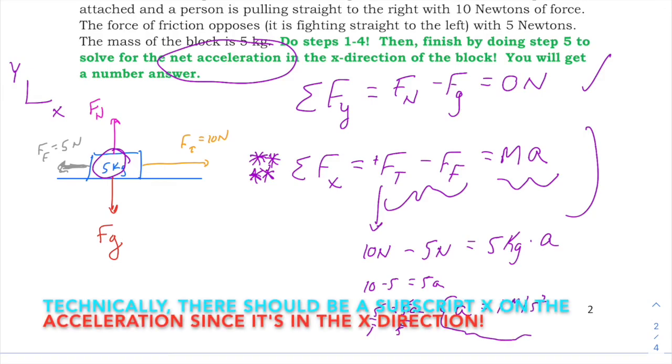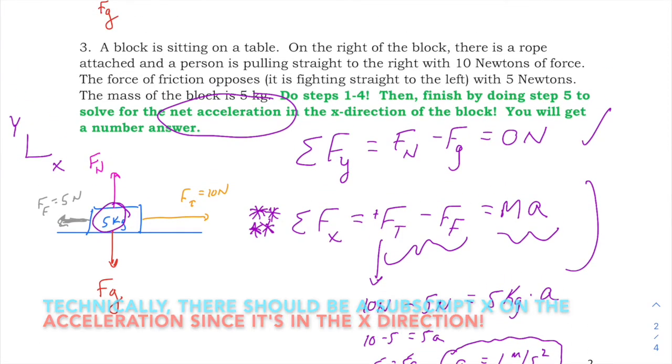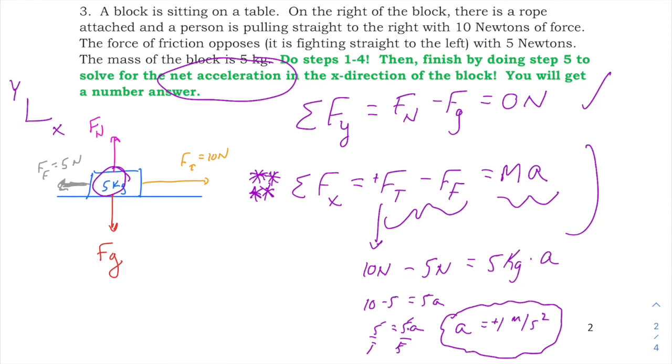And here's the deal. That number is positive. So that means the block is going to the right, because you said anything going to the right is positive. So positive 1 meter per second squared. That's the net acceleration. It's like there's a tug of war between tension and friction, and the net acceleration is going to be to the right, 1 meter per second squared.